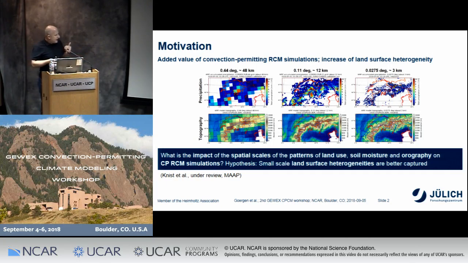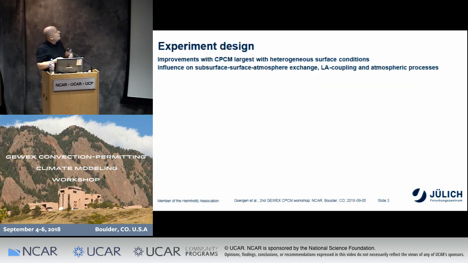So the hypothesis basically is we have small-scale land surface heterogeneities. These should be better captured in these high-resolution model runs. And we know that improvements in these high-resolution runs are largest when we have heterogeneous surface conditions. Surface conditions, we also heard now extensively, influence subsurface, surface-atmosphere exchange, land-atmosphere coupling, and eventually also atmospheric processes, soil moisture-precip feedbacks, and so forth.